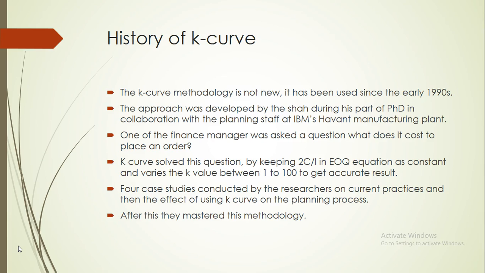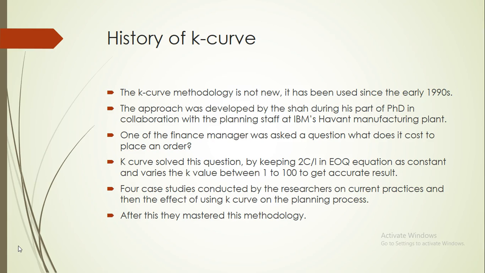The approach was developed by Shah during his PhD, in collaboration with the planning staff at IBM's Harvard manufacturing plant. One of the finance managers was asked a question: what does it cost to place an order? He took some time to answer this question, and he said it can be between 1 to 100. The response set off a train of thought that concluded that we are trying to solve the wrong problem.